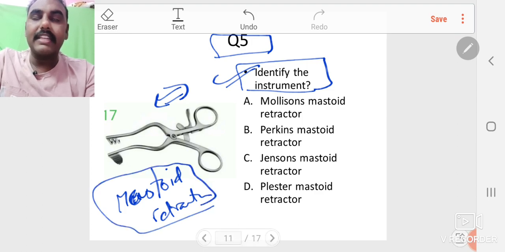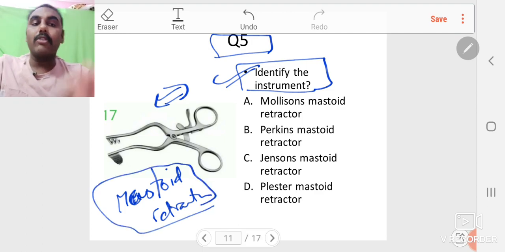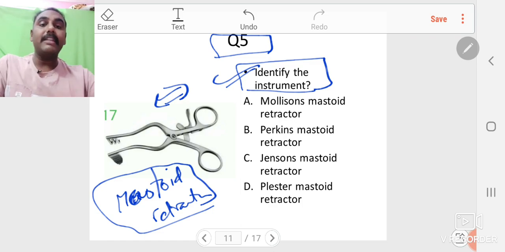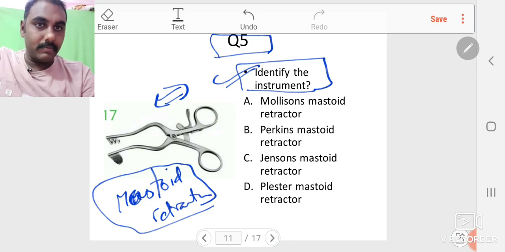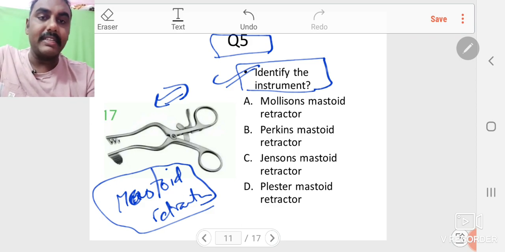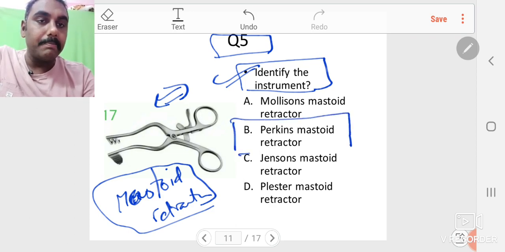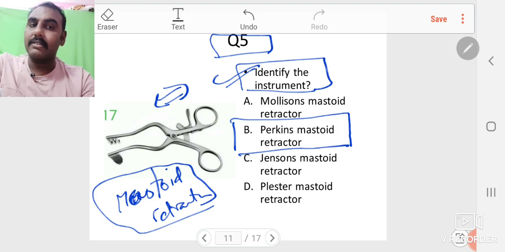So, what are the types of mastoid retractor? I am not sure these were the options given, but I have just put some extra names, so that I can explain about the mastoid retractor since it was asked. These are the different types of mastoid retractor, option A or B or C or D, and the answer goes with option B, Perkins mastoid retractor.